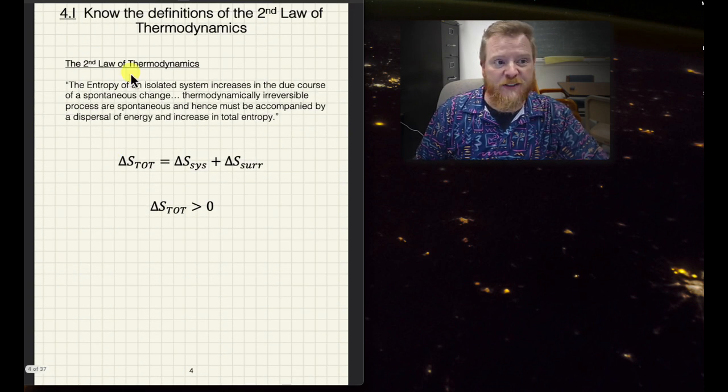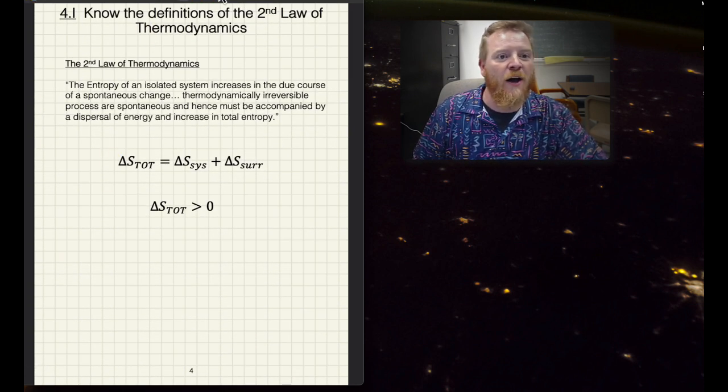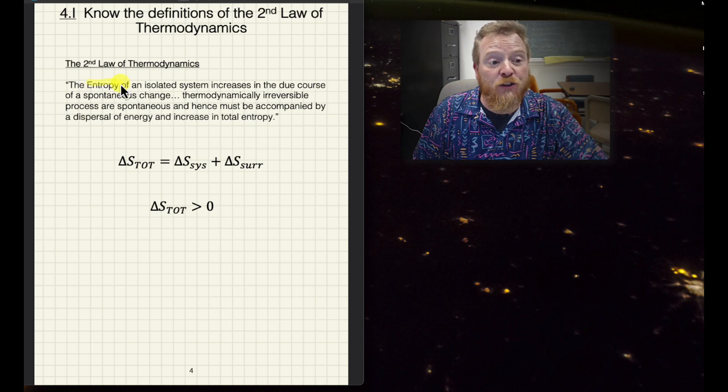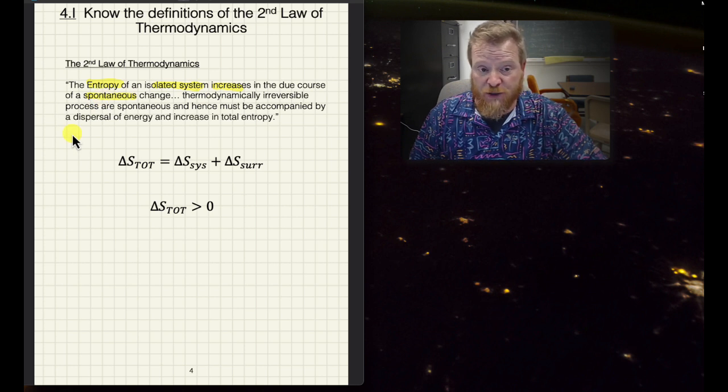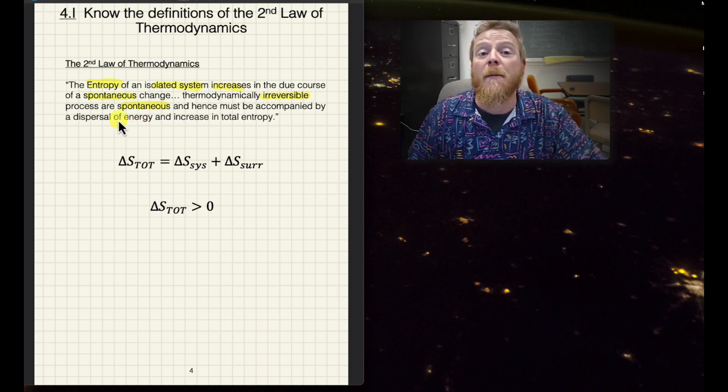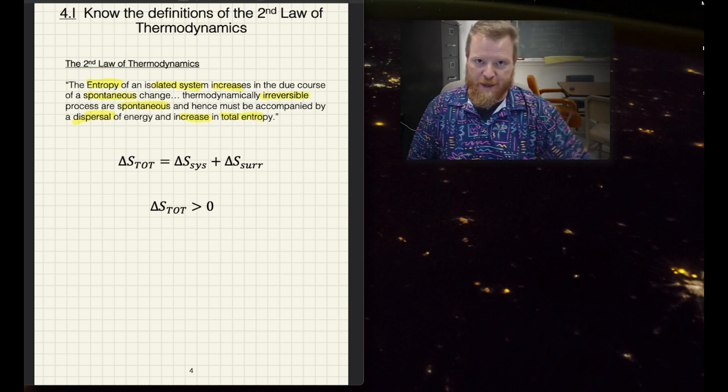So, and here is our statement of the second law in a more concise way, or in a more exact or precise way, I should say. The entropy of an isolated system increases in the due course of a spontaneous change. Thermodynamically, irreversible processes are spontaneous and hence must be accompanied by a dispersal of energy and an increase in total entropy. Okay?